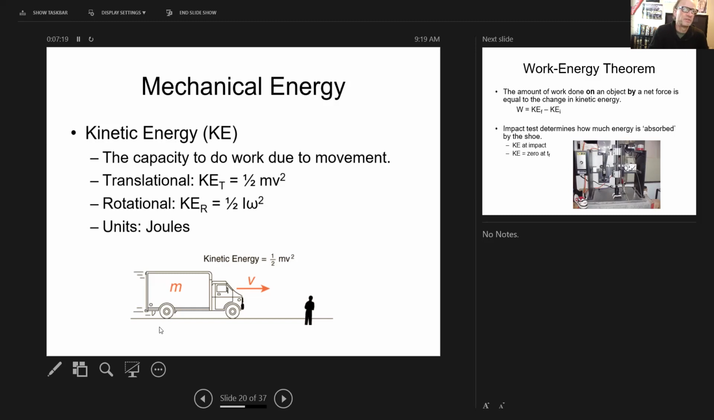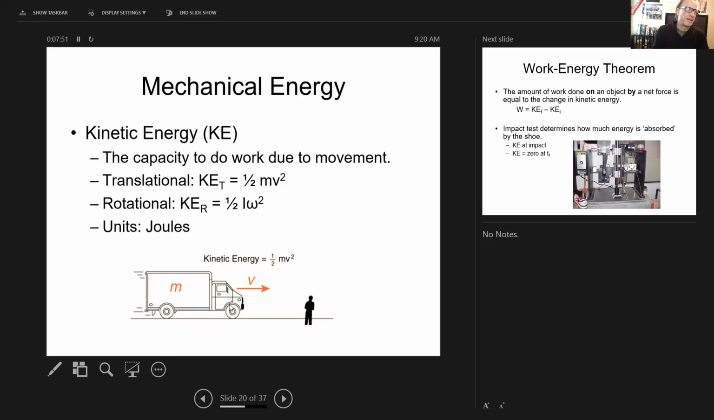Rotational energy, we just use the rotational components, so 1/2 moment of inertia times angular velocity squared. Same set of units, joules. And remember, units for mass are kilograms, units of velocity are meters per second, units for moment of inertia are kilogram meters squared, and units of angular velocity have to be radians per second, not degrees per second.